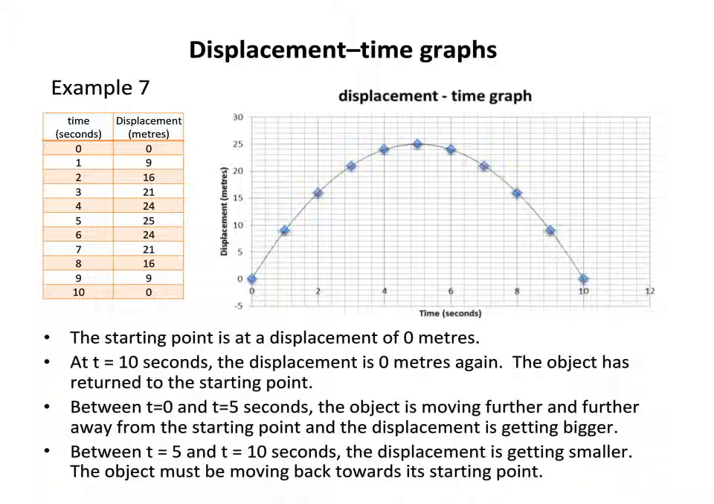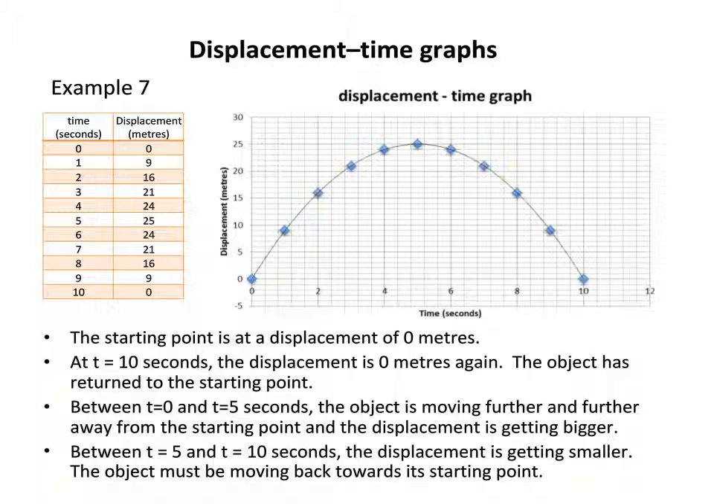Consider this example. Looking at the table first, at time 0 the displacement is 0, and after that the displacement increases, but you see after 5 seconds the displacement reaches a maximum, and then after that it decreases again until after 10 seconds the displacement is again 0.